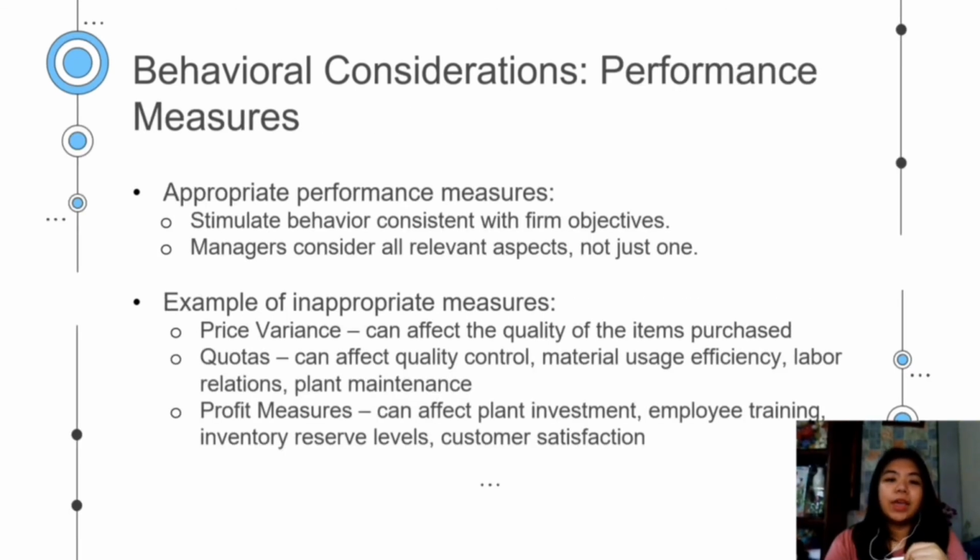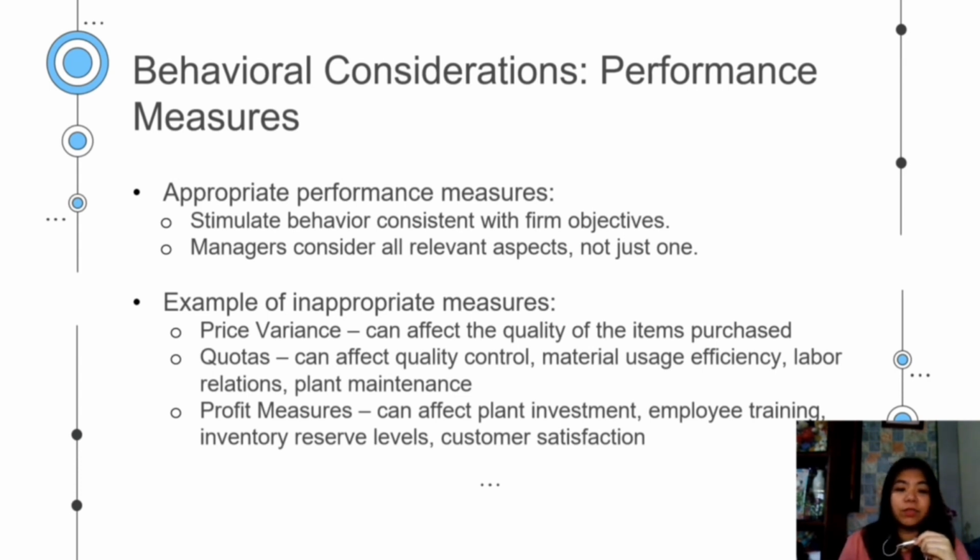The last behavioral consideration is the performance measures. There should be appropriate performance measures that can stimulate behavior consistent with the firm's objectives, and managers should consider all relevant aspects, not just one. When inappropriate measures are used, the report can have the opposite effect in the organization. Examples of inappropriate measures are the price variance, quotas, and profit measures.